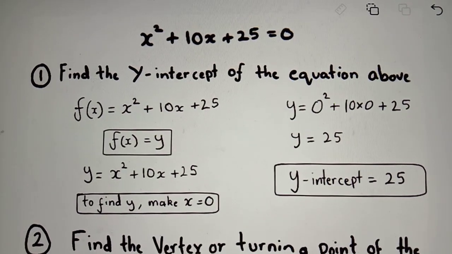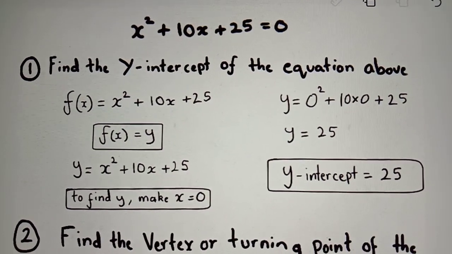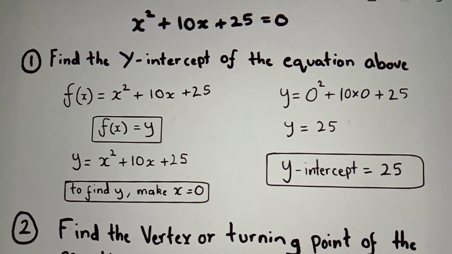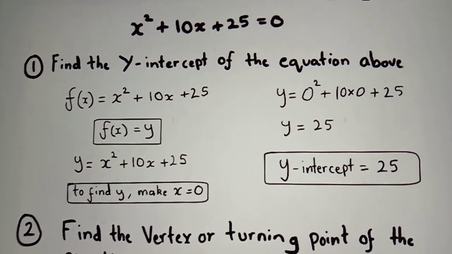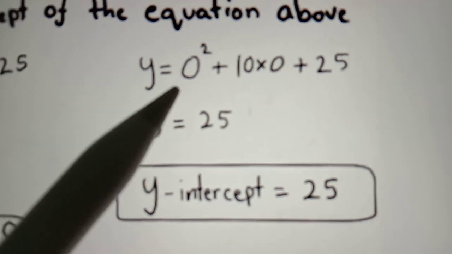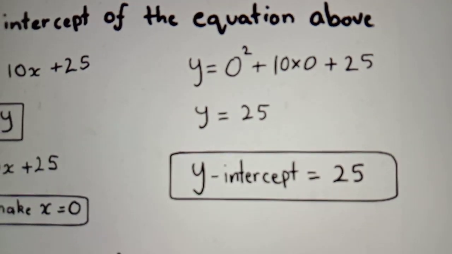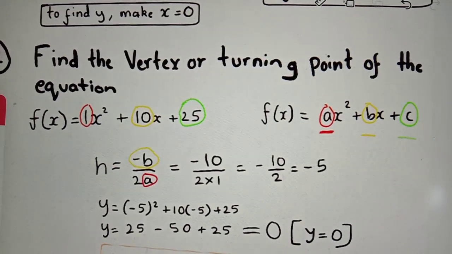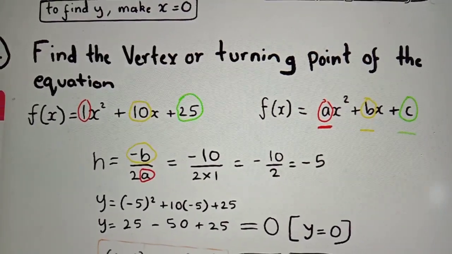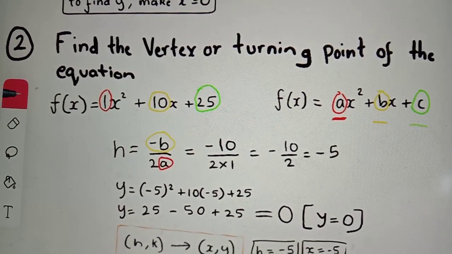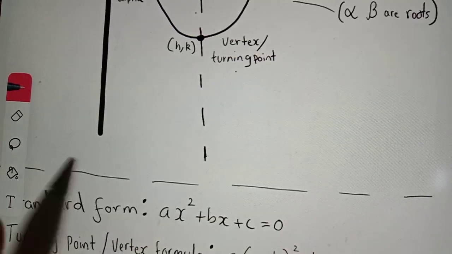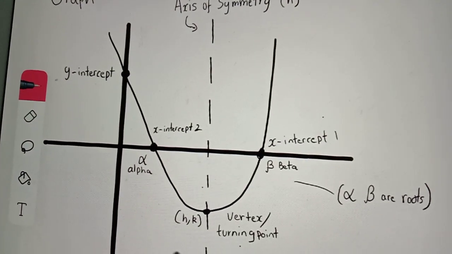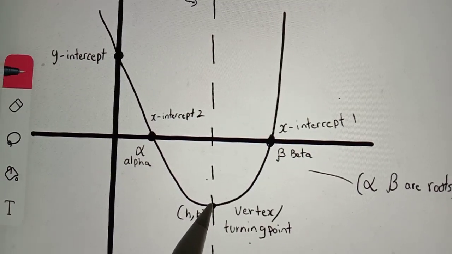Let me elaborate. In order to find the y-intercept, we have to make the x value equal to 0, and then substitute the value of 0 into the other parts of the equation. The next step is to find the vertex or turning point of the equation. The vertex or turning point is where the parabola turns. As you can see over here, this part is the turning point of the parabola.